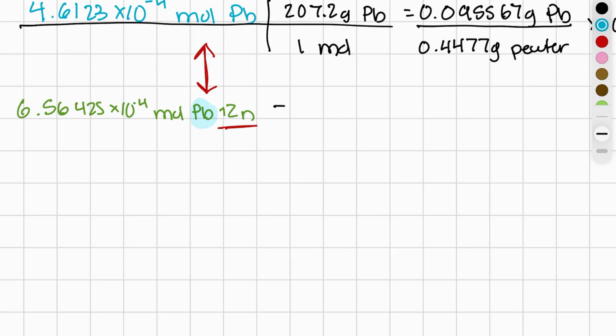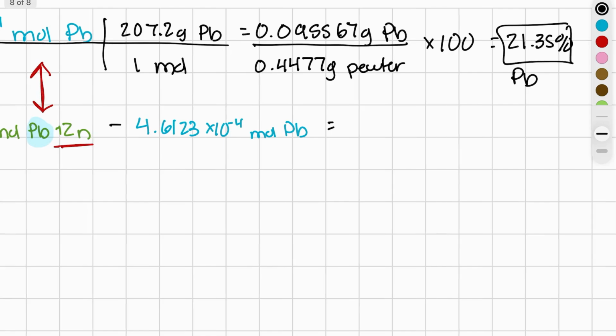So I'm going to take 6.56 and subtract 4.6123 times 10 to the negative 4 moles of lead. This tells me that I have 1.95195 times 10 to the negative 4 moles of zinc. And this is great because now I can get my mass percent of zinc. So, do it the same way we just did for the lead.